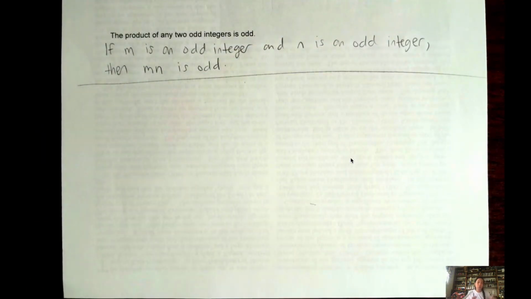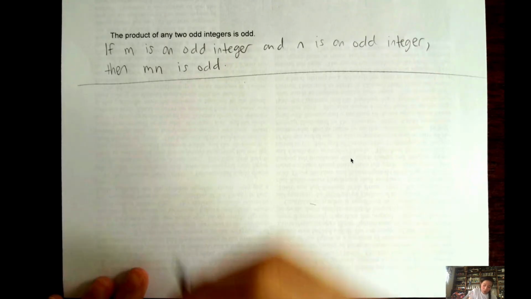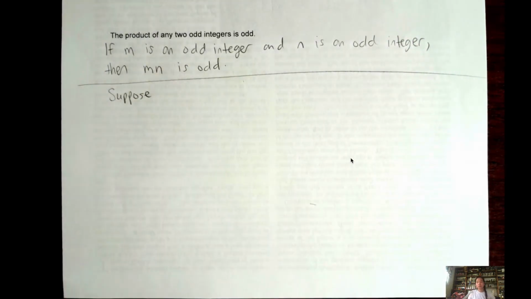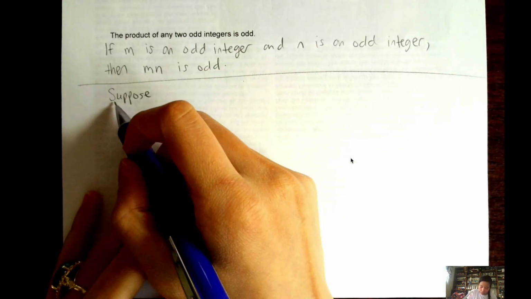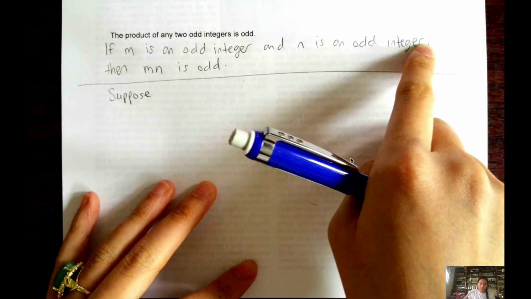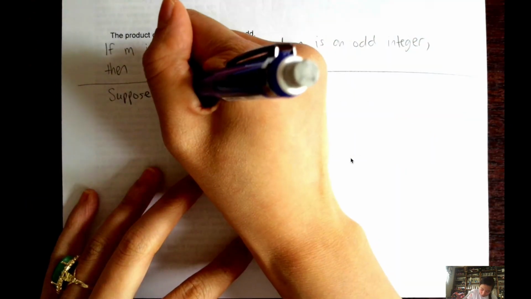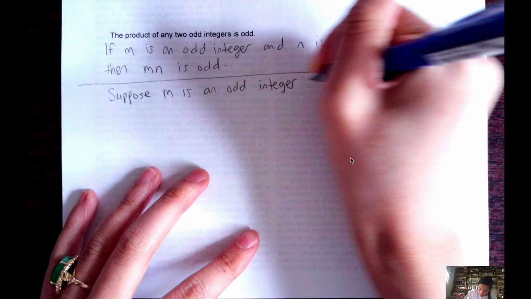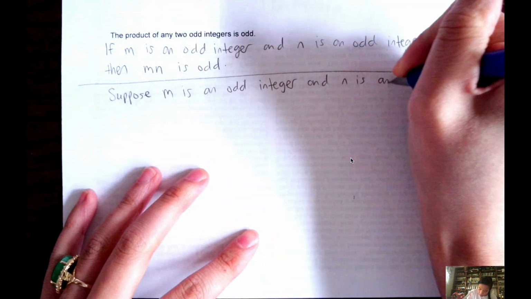So the very first sentence you want to write when you're writing a proof is the word suppose. It doesn't have to be suppose. It could be something else, whatever your professor likes. I just like using suppose because it always works, but writing a proof is an art. So you could use different wordings here and there, but the idea is still the same. So suppose, and then you write the if part of the if-then statement. So suppose m is an odd integer and n is an odd integer.